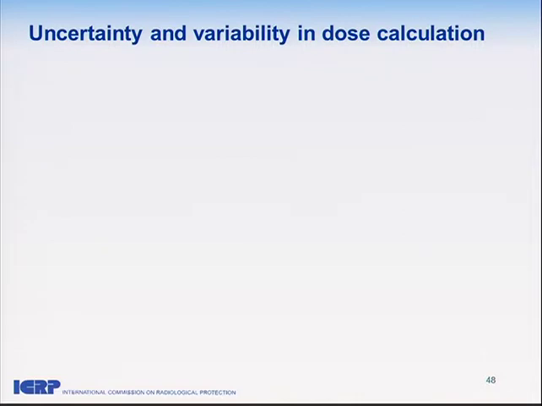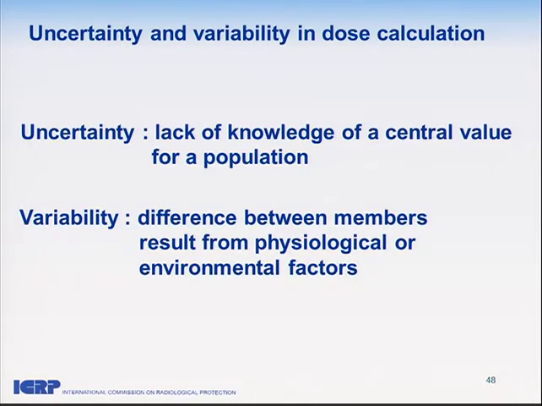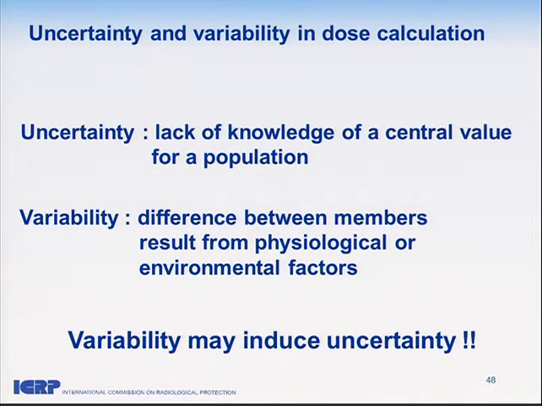Now, a few minutes to talk about uncertainty and variability. I've been asked very often about the uncertainty when we calculate those coefficients. First you have to define what is uncertainty and variability, because there is often confusion in the minds of people. Uncertainty for us is due to the lack of knowledge of a central value for a population, which is different from variability. Variability just results from differences between members, and that results from physiological and environmental factors. Of course, variability may induce uncertainties, but today I will talk only about uncertainty because you cannot do anything about variability.